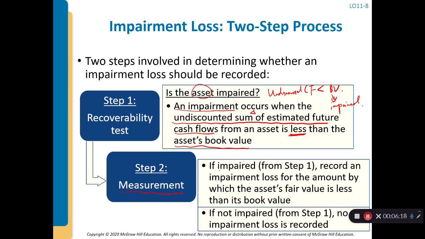Step two is how much is impaired. If it's impaired from the first step, then you will record an impairment loss for the amount of the asset's fair value minus the book value. And this fair value is discounted cash flow, okay? So you use undiscounted cash flow to judge whether there is an impairment, and then when you're recording the impairment, you use the discounted cash flow minus the book value. If not impaired, then there's no loss to be recognized.